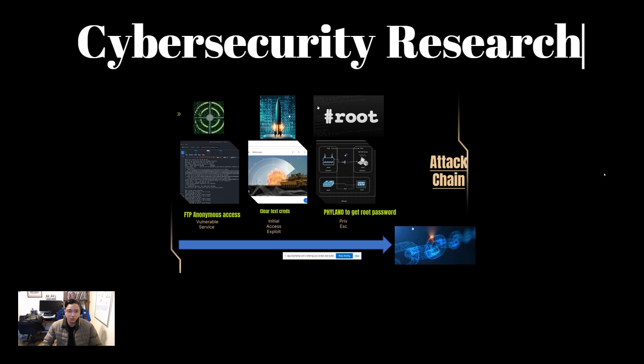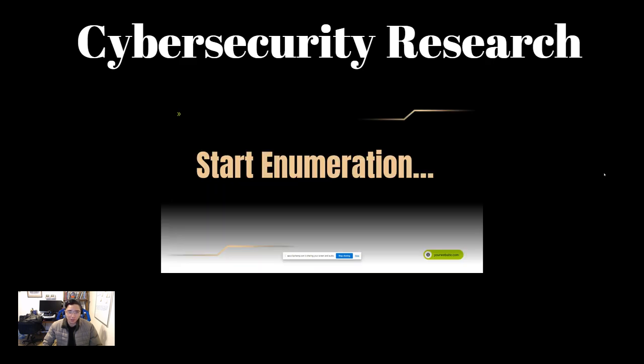Here's the attack chain. First, we'll exploit a vulnerable service, in this case FTP anonymous access. Then we'll gain initial access via clear text credentials. Afterwards, we'll go ahead and do our wiretap and gain the root password for our privilege escalation. With that said, let's go ahead and get started.